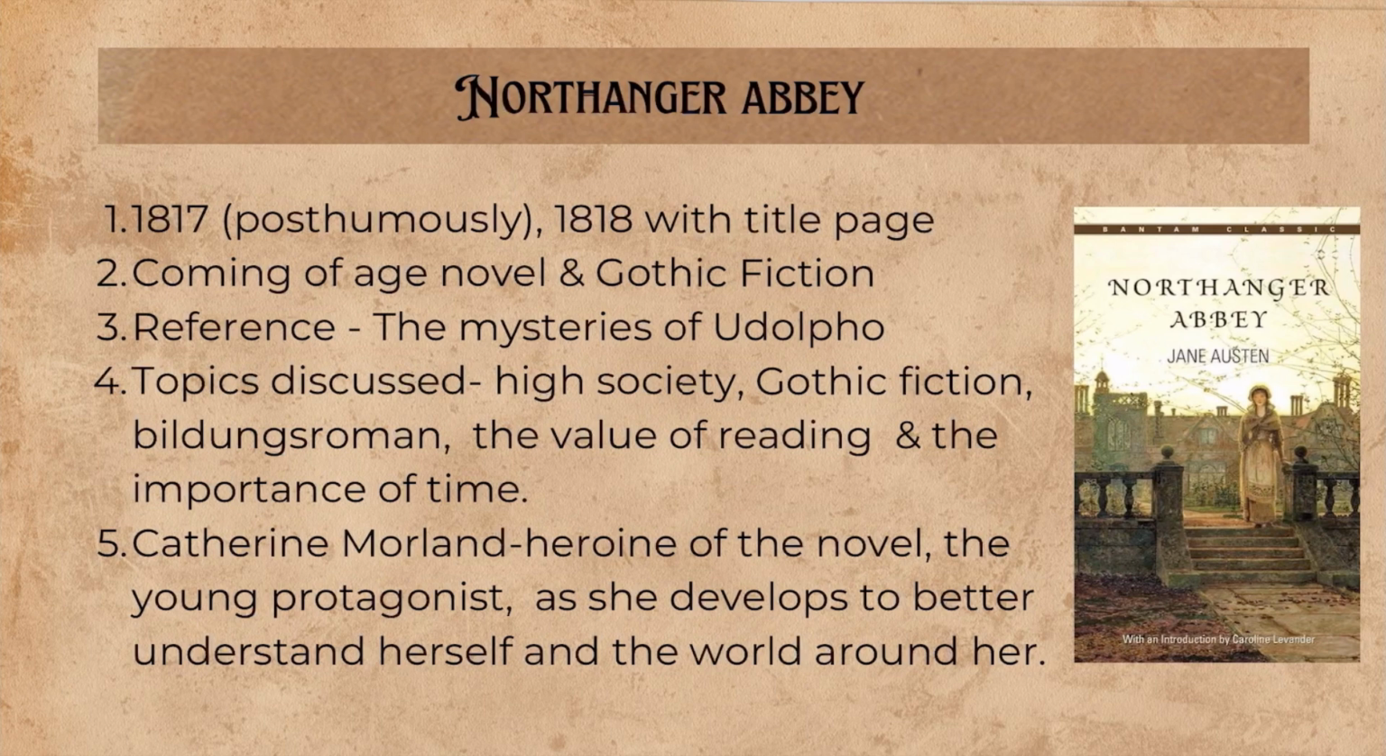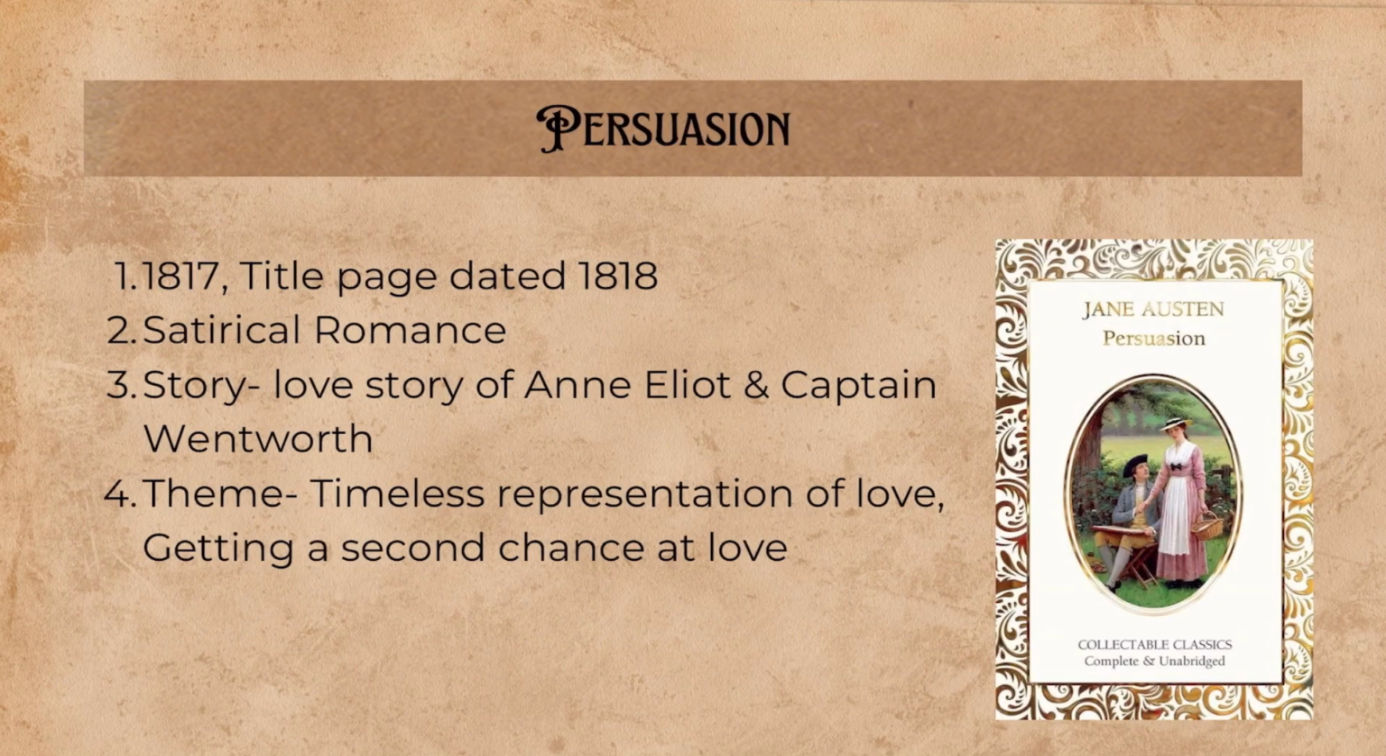If we talk about the story, then the story focuses on the heroine of the novel, the young protagonist, Catherine Morland. So, Northanger Abbey is a coming of age novel and comes under the genre of gothic fiction. Then we have Persuasion, which was published with the novel Northanger Abbey in the year 1818, dated on the title page. Persuasion is a satirical romance.